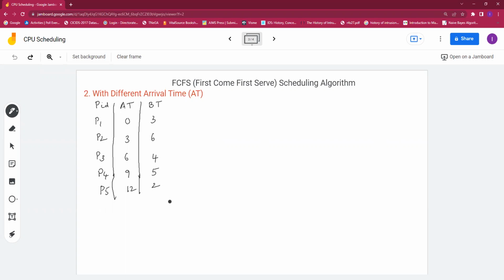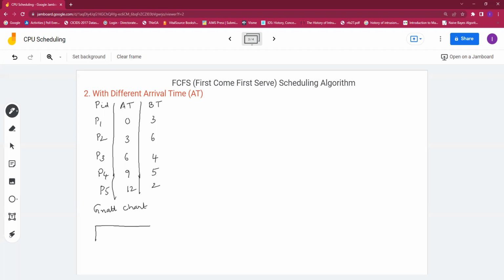So here they have given the process IDs, the arrival time for each and every process, and the burst time for each and every process. Once this is given, the first thing we need to do is construct the Gantt chart. How will we do it? We have 5 processes, so you need to see which process will get in first.